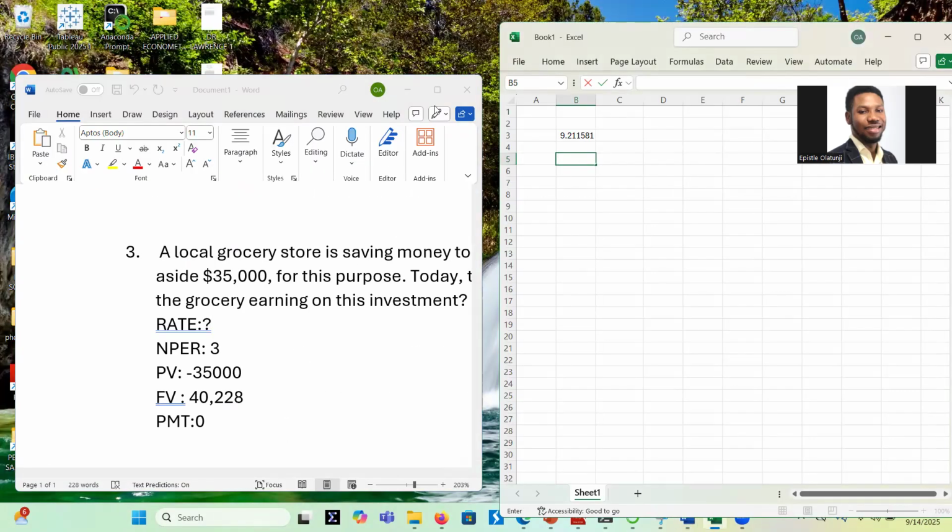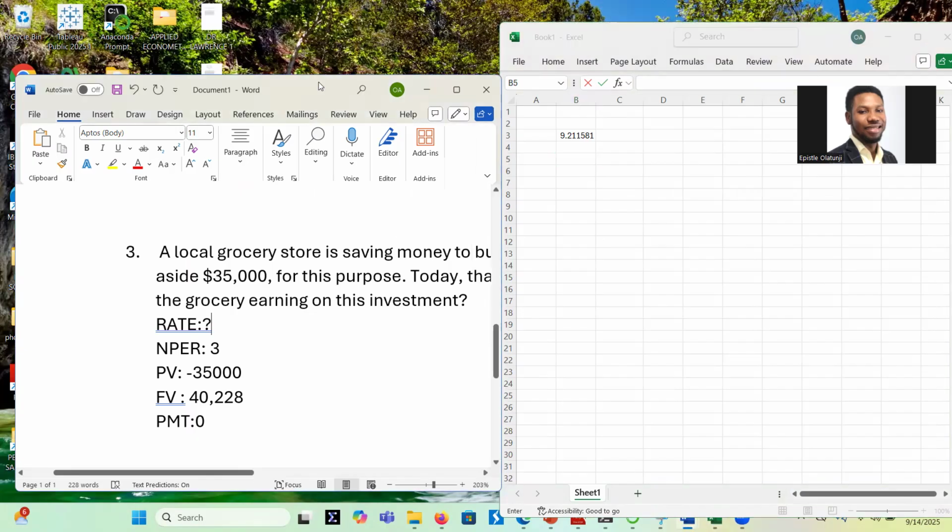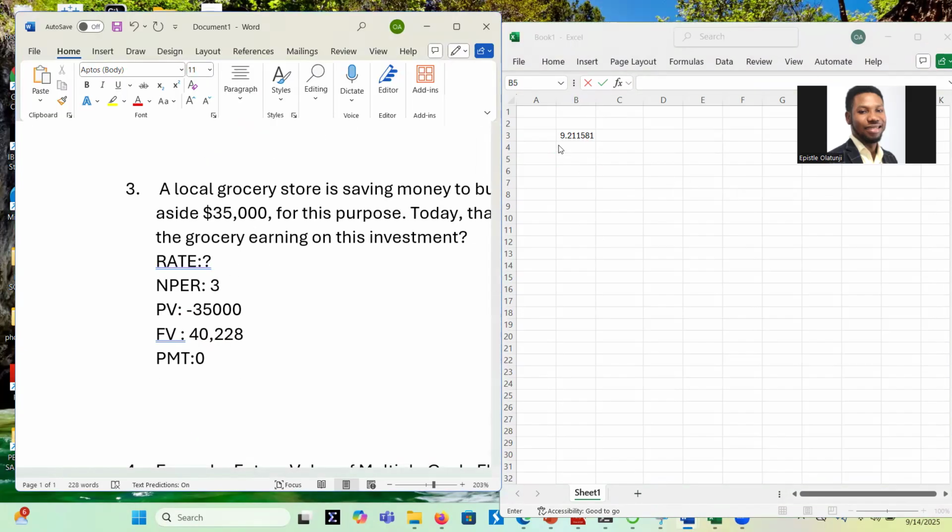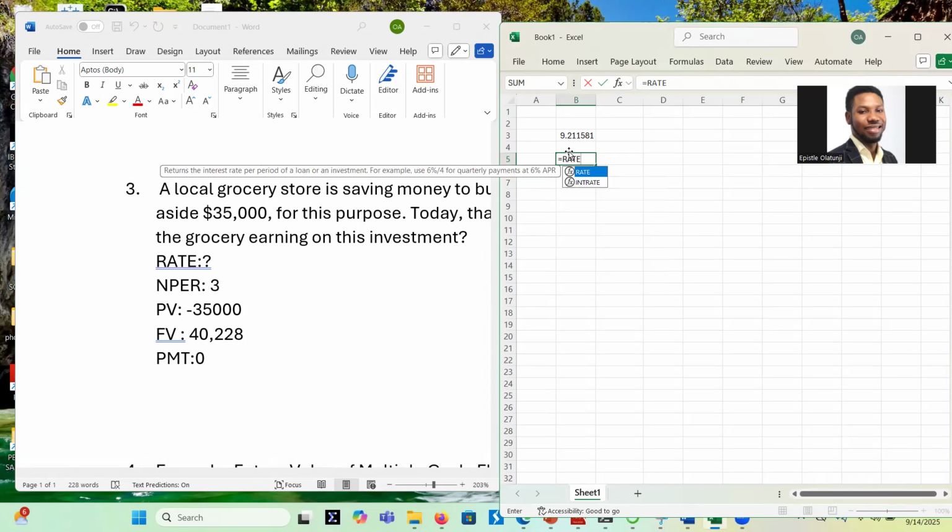So now this is our Excel. Of course, we are looking for the rate, so the first thing you need to do is, yes, you got it, your equal to sign. So equal to RATE, your NPER is 3, number of years, 3. Your payment is 0. Very simple. Just input it. PV, your present value, negative 35,000. It's very simple. Your FV is 40,228.